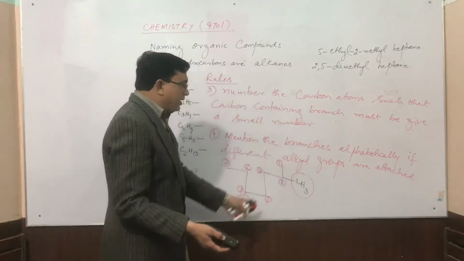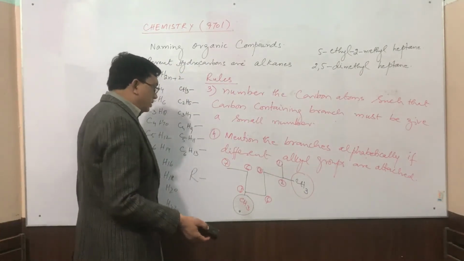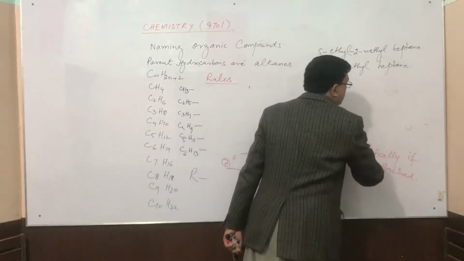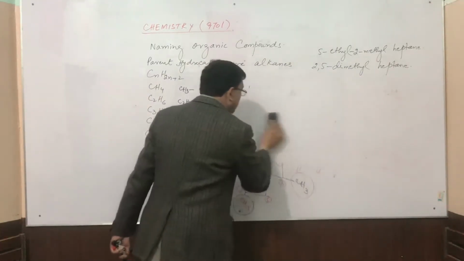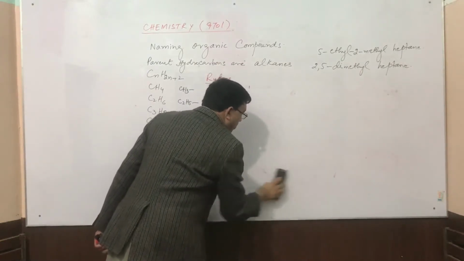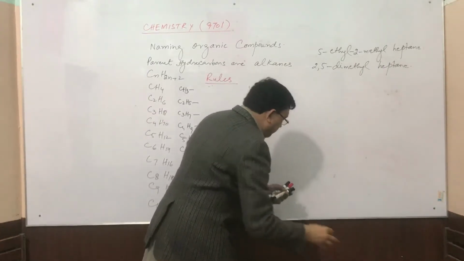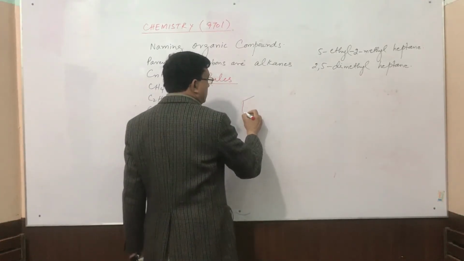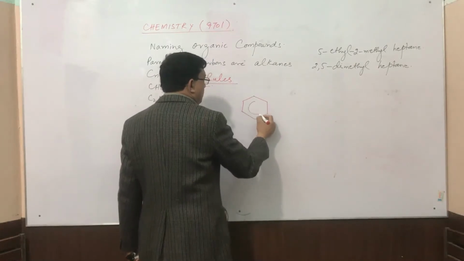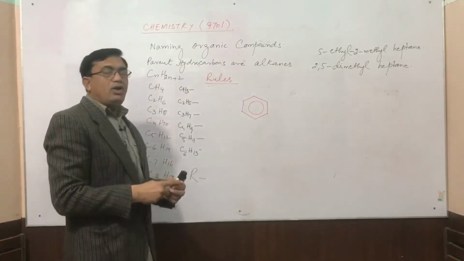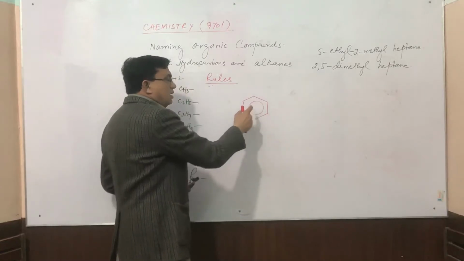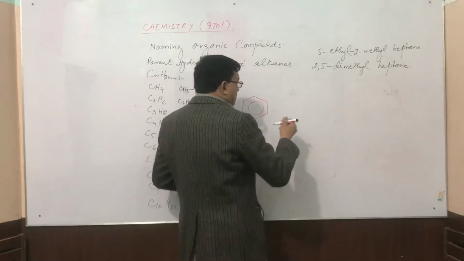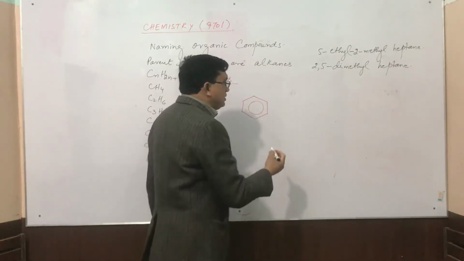Now these are the aliphatic hydrocarbons. There are some aromatic hydrocarbons also. What are the aromatic hydrocarbons? Those hydrocarbons which contain a benzene ring as their part. For example, this is a benzene ring and this is an aromatic compound, and this is called an arene, benzene. Now we can name substituted benzene also.